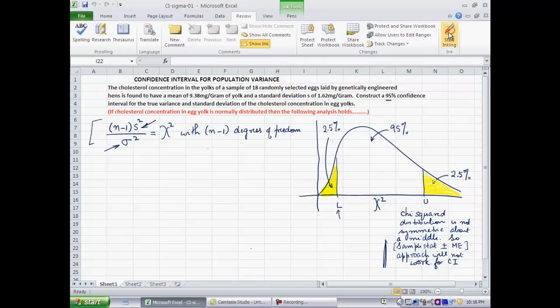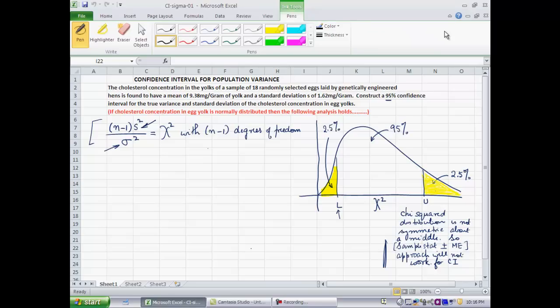In this clip, we will see how to compute the confidence interval for a population variance. The problem setting is the following. The cholesterol concentration in the yolks of a sample of 18 randomly selected eggs is found to have a mean of 9.38 milligrams per gram of yolk and a standard deviation S of 1.62 milligrams per gram. Construct a 95% confidence interval for the true variance and standard deviation of the cholesterol concentration in egg yolks.